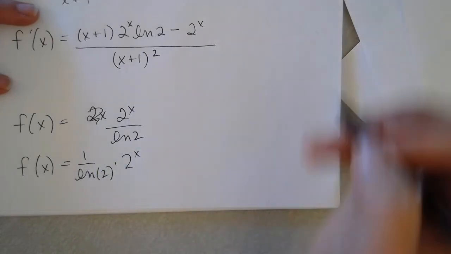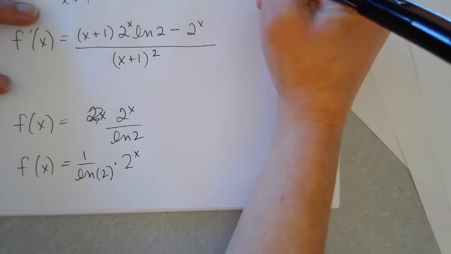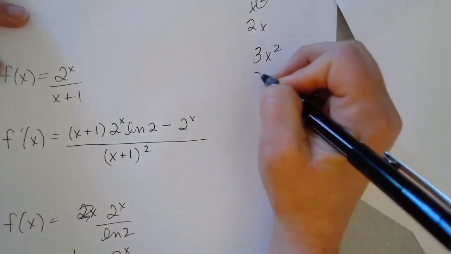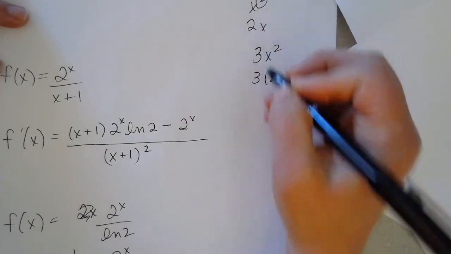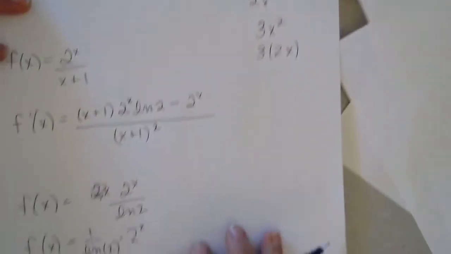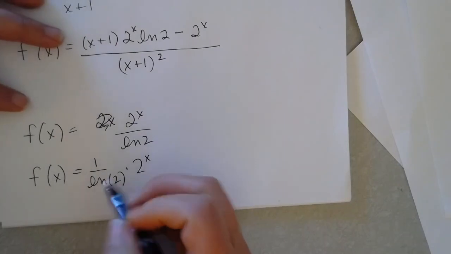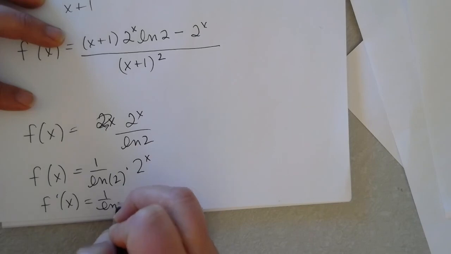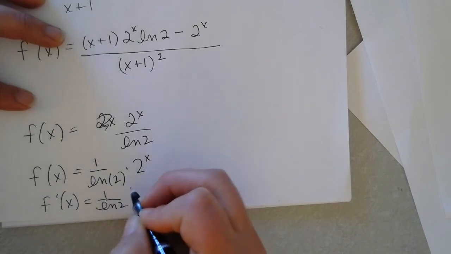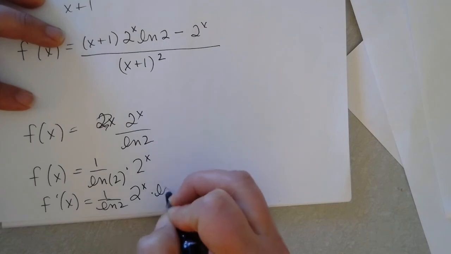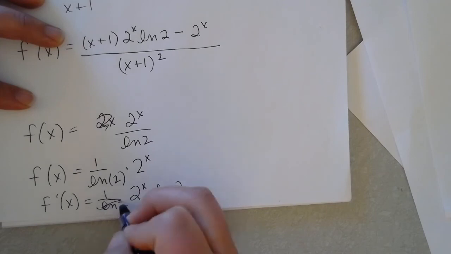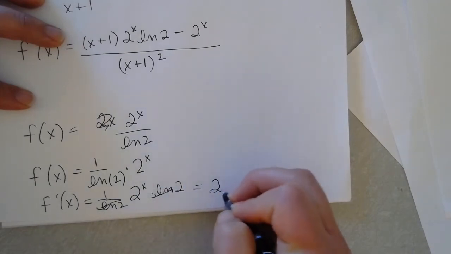Just like if we have 3x squared, then our derivative was just 3 times 2x. The 3 just sits there and gets multiplied by the derivative of x squared. So this is the same thing here. My f prime of x would just be 1 over ln2 because it's just a constant. And then the derivative of 2 to the x would be 2 to the x times ln2. And I chose my constant so perfectly that these actually cancel out in this particular case and just leave me with 2 to the x.